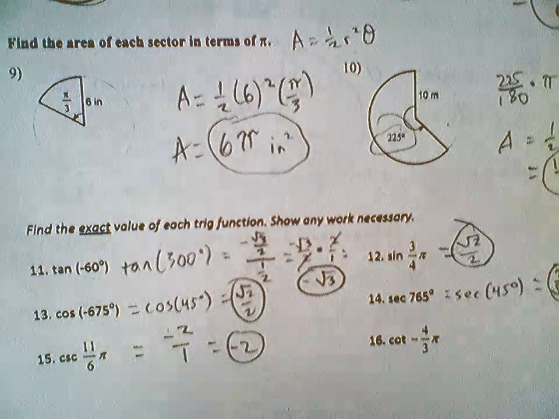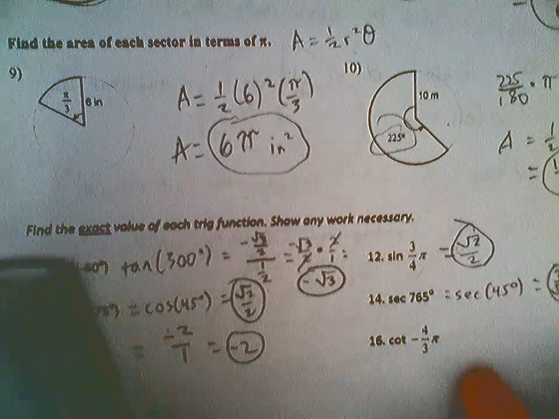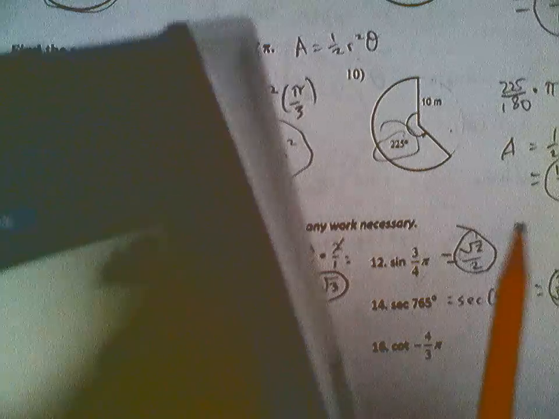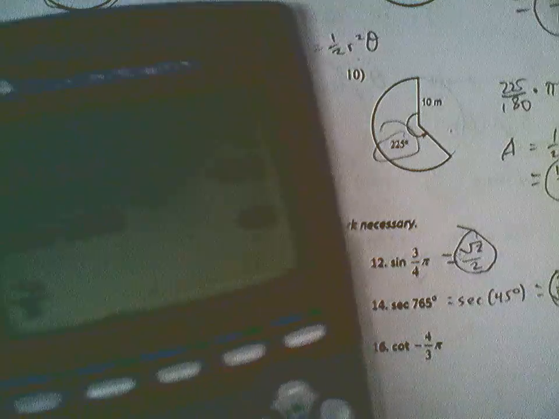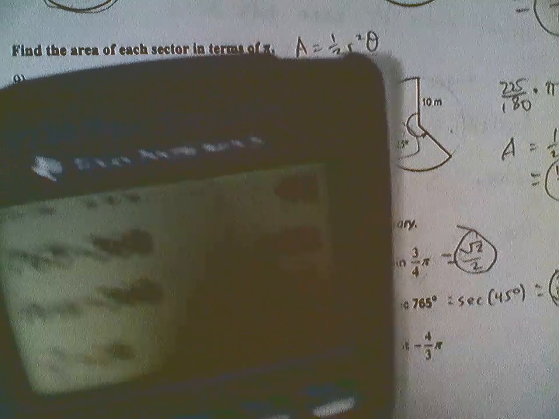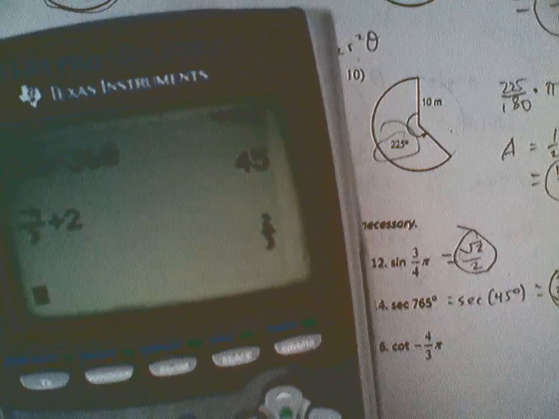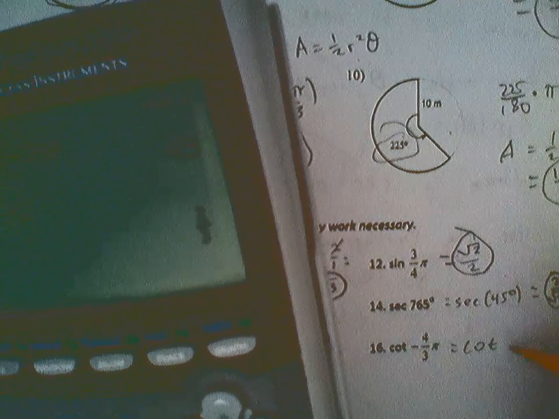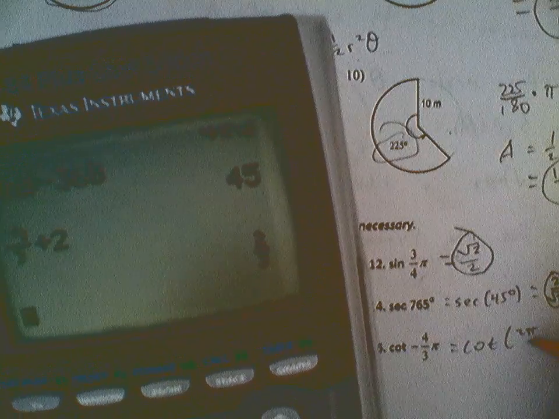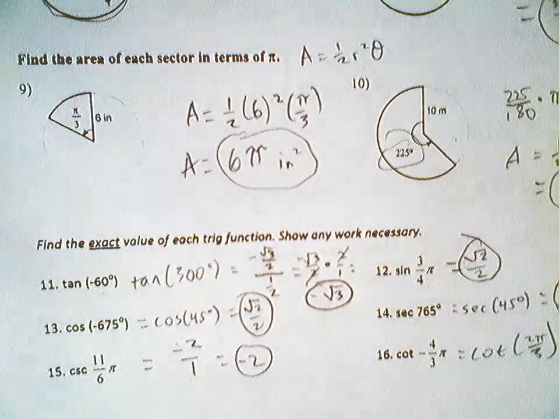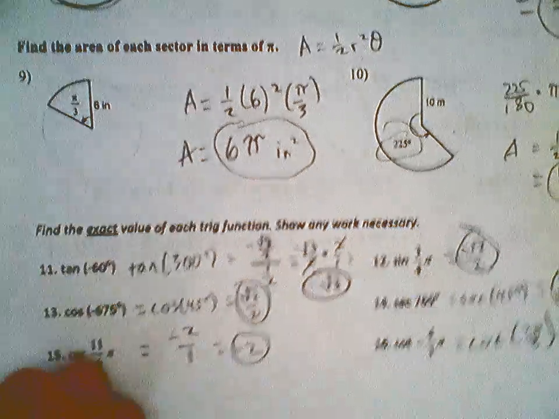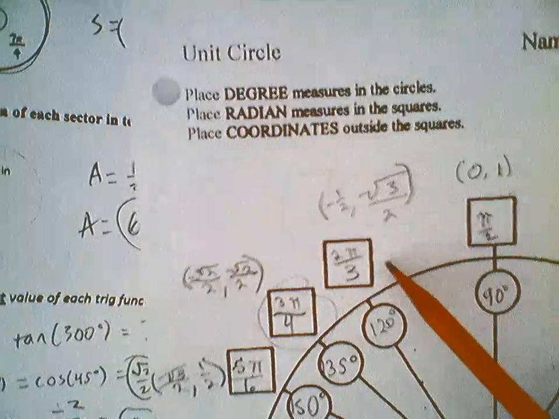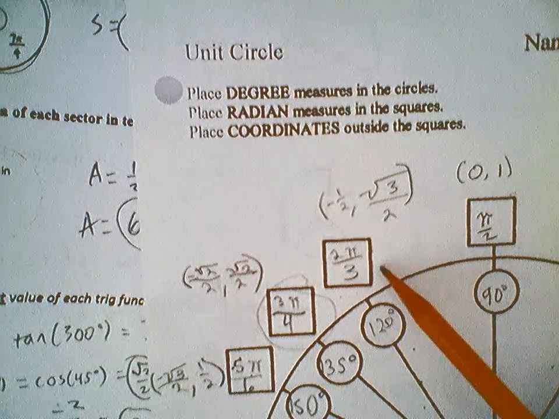Alright, last one. We got cotangent of negative 4 pi over 3. So let's see where this angle is on our unit circle. So we're going to find a positive coterminal for it. It's in radians, so I'm going to be adding 2 pi to it. So I get 2 pi over 3. So really, I'm looking for the cotangent of 2 pi over 3. Which is up here in the second quadrant, top left, 2 pi over 3.